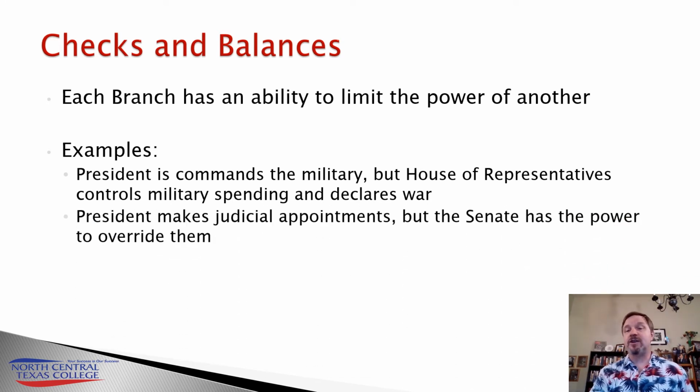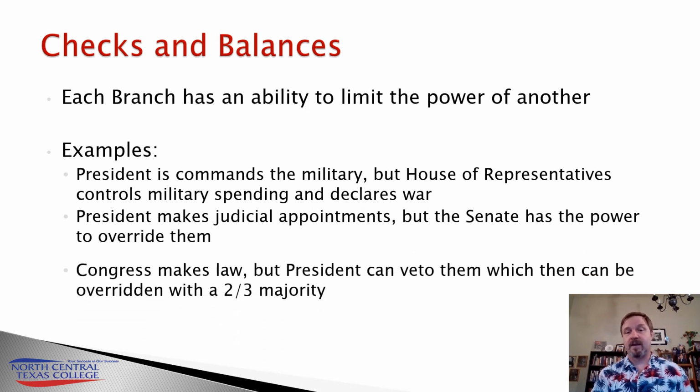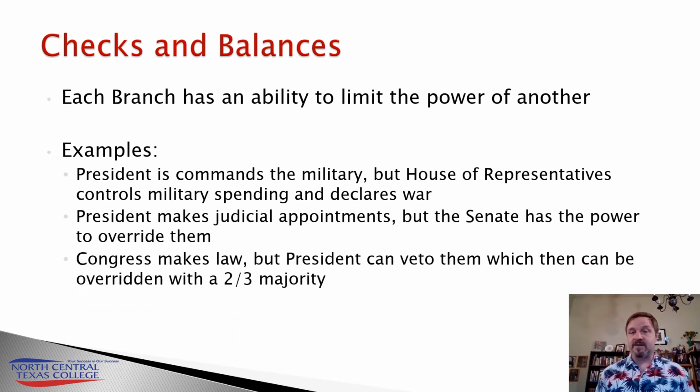The president can make judicial appointments, but he has to do so with the consent of the Senate. Therefore, the Senate has the power to override these judicial appointments. Congress can make laws, but the president can veto the law. But then, as I said before, a veto can be overturned with a 2/3 majority. All this is designed to try and keep one of these branches from becoming too powerful, right? That's the last thing they want, is one of them to become too powerful.